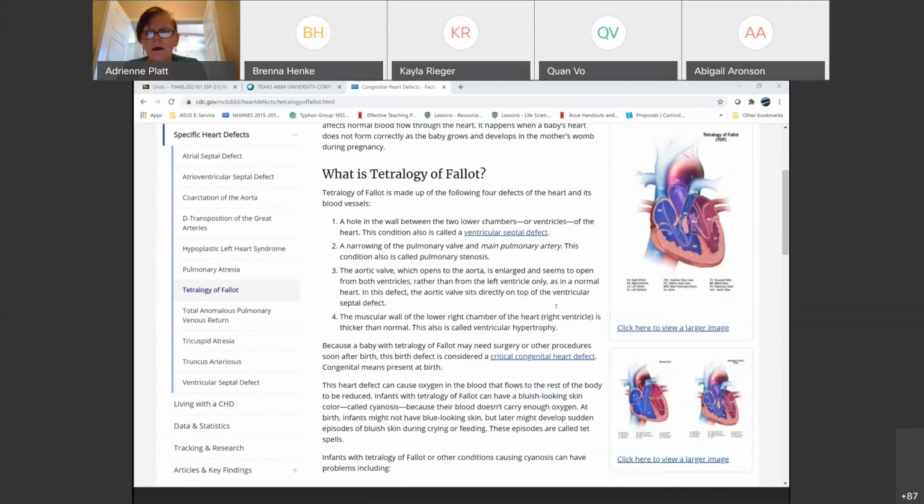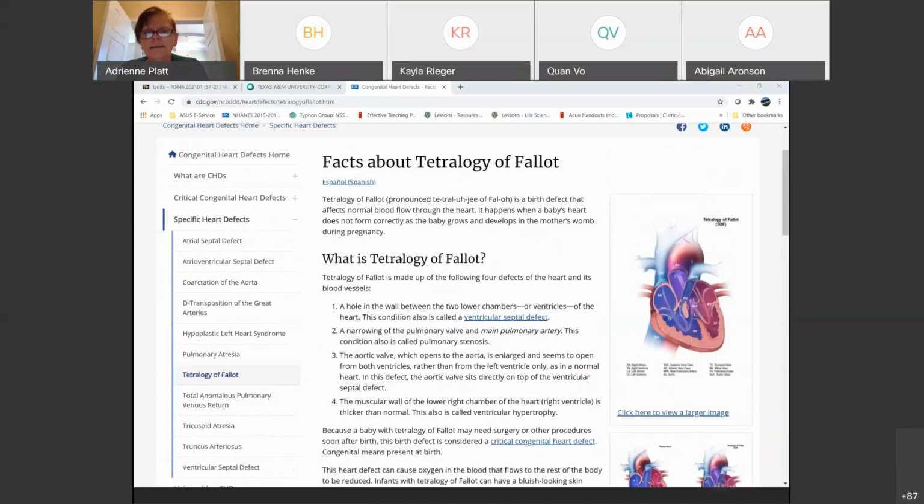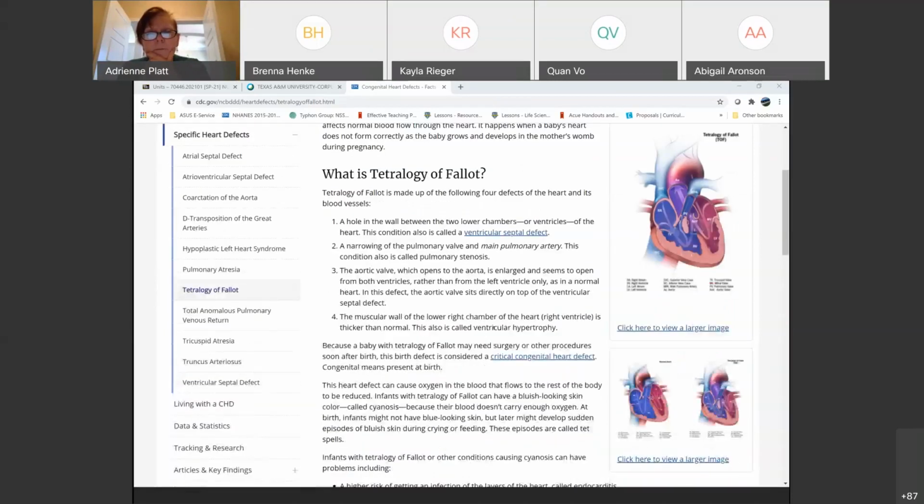So I would remember Tetra is 4 defects, and the VSD and the pulmonary stenosis. The worst pulmonary stenosis is atresia, meaning that's the severe form, completely blocked. Critical congenital defect. If you go into my slides too, you can get into this.